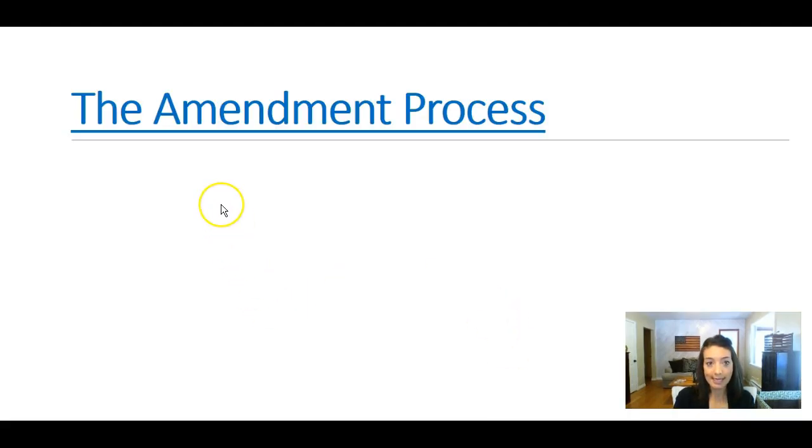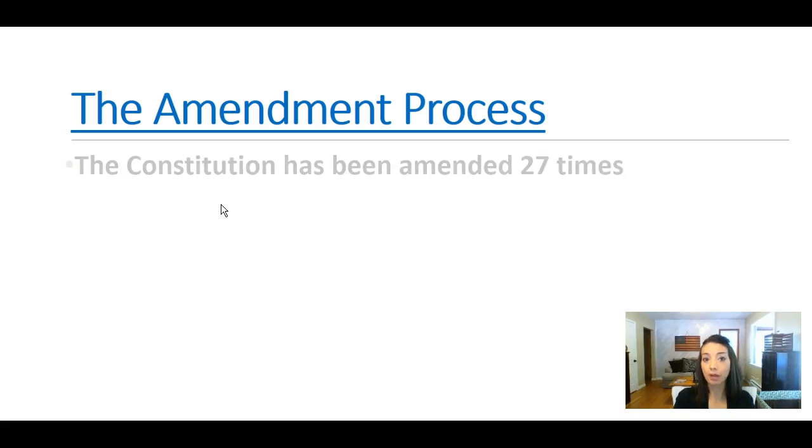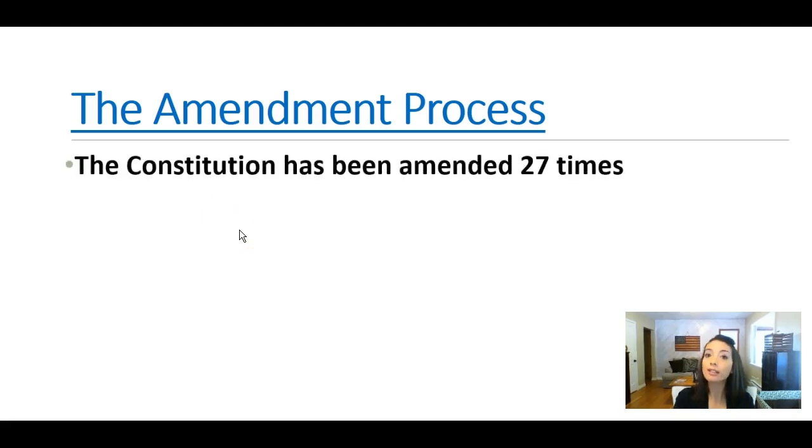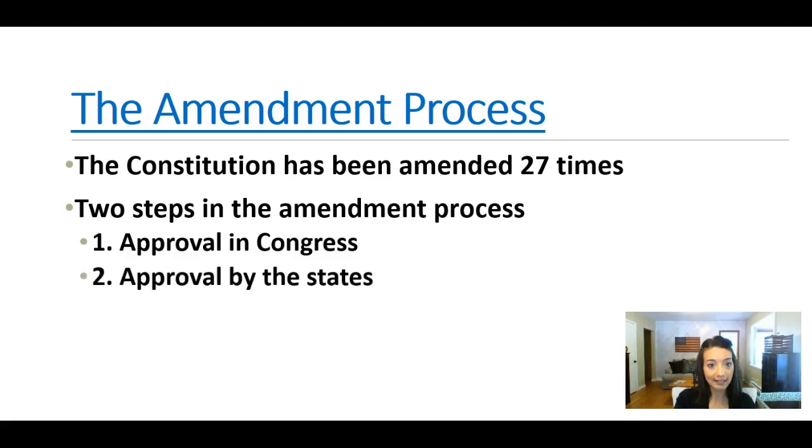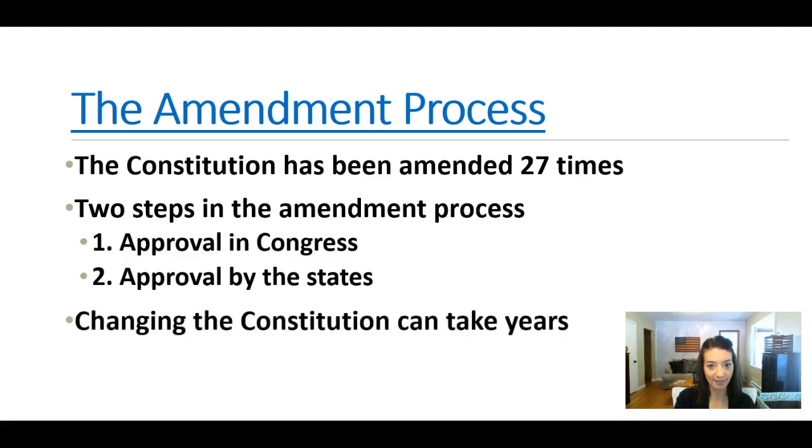All right. Now here goes with the amendment process. The Constitution has been amended 27 times in our history. There's really only 2 steps in the amendment process, okay? First of all, the bill, the amendment, has to get approval in Congress, okay? Second step is that it has to get approval from the states, okay?